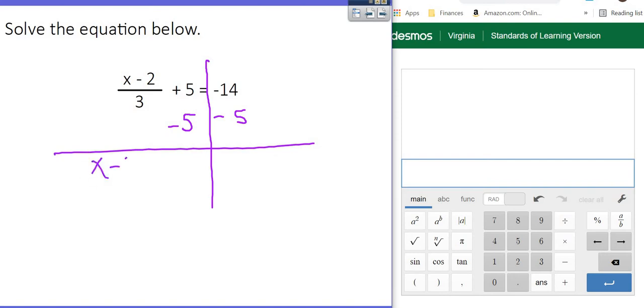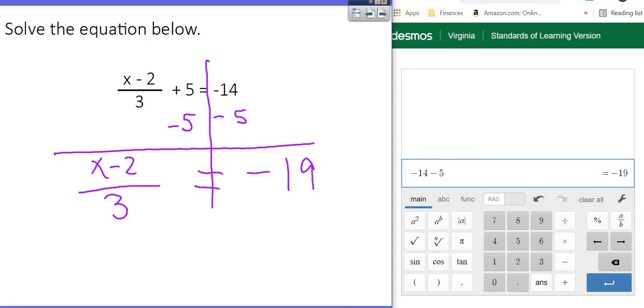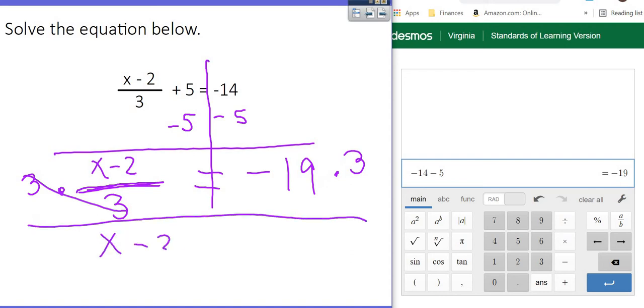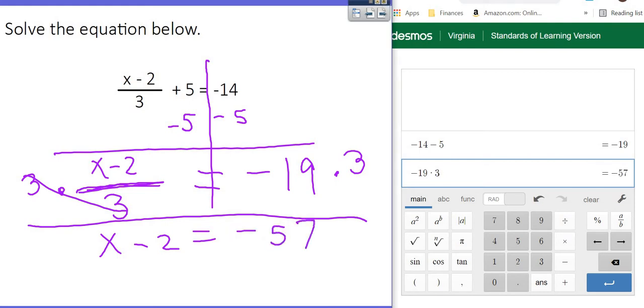So the x minus 2, all divided by 3, drops down. And I'm going to come over here and do negative 14 minus 5 is negative 19. So the next thing we have to get rid of is that 3 here, divided by 3, and the opposite is multiplying by 3. So the x minus 2 drops down, and I'm going to come over here to the calculator, and negative 19 times 3 gives you negative 57.